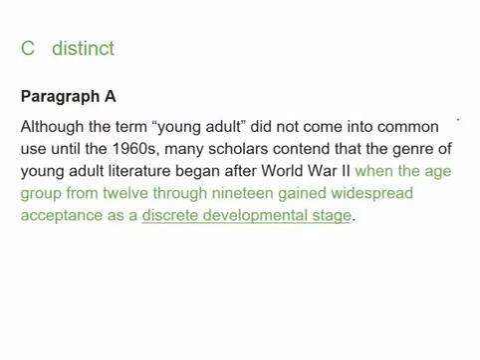Okay, and that idea comes from the passage where we have in section A, paragraph A, especially this part down here, where it says, after World War II, when the age group from 12 through 19 gained widespread acceptance as a discrete developmental stage. Well, tough words there. Discrete is a pretty good paraphrase of distinct, a pretty good synonym there. And the idea is that teenagers were considered a unique group at that time. Okay? That's the same idea that we get paraphrased in the passage when we include the word distinct from answer choice C.